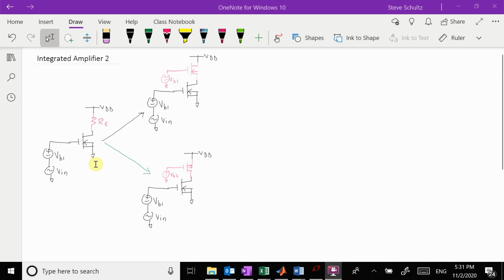So right here we have our standard common source amplifier with the resistor, and we were going to replace the resistor with a transistor. Okay, so we have this configuration up here, which we just called integrated amplifier 1, and now we're going to look at this case down here. So you see what the main difference is: this one we had an n-type MOSFET and another n-type MOSFET. Here we have a p-type MOSFET combined with an n-type MOSFET. So we're not going to do this one this time, and we are going to analyze this one right here.